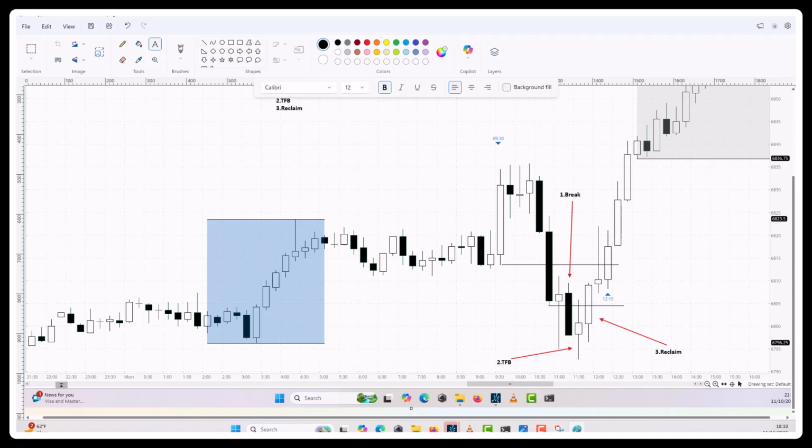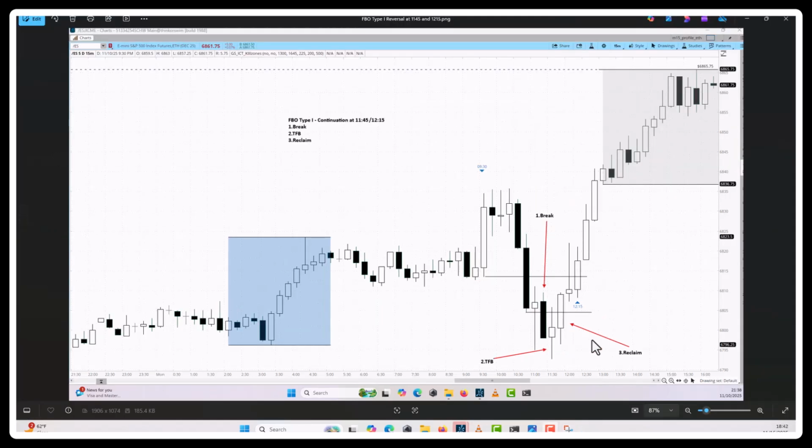Let's save this one. So basically, if you look at the level, it breaks, tests from below and reclaims. If you look at the level, it still has the same setup. You break it, test from below and reverse. It's just a time difference. In this one, the reclaim happened at 12:50. But if you look at a lower level, you can see that it happened at 11:45. It's just so beautiful.